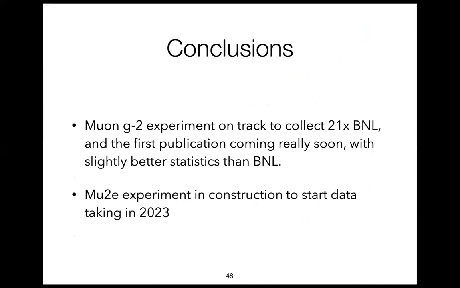So in my conclusions, the Muon G-2 experiment is on track to collect 25 times Brookhaven and improve by a factor of 4 the result from the previous experiment. The first publication is coming really soon, and it will be slightly better than the previous Brookhaven result. Also, the Mu2E experiment, which is another way to search for beyond standard model physics, is in construction and will start data taking in 2023. Thank you.